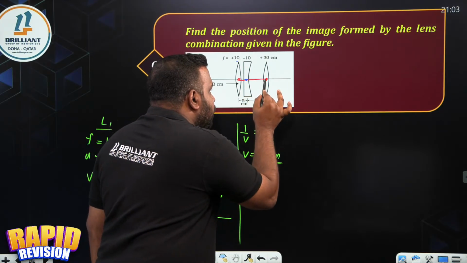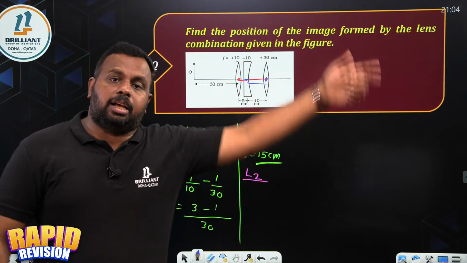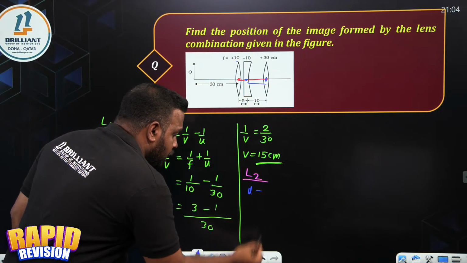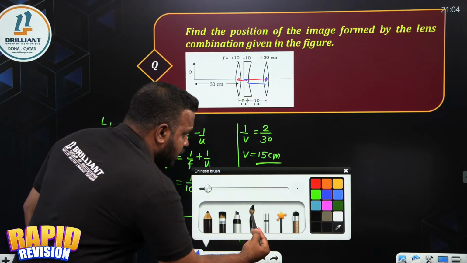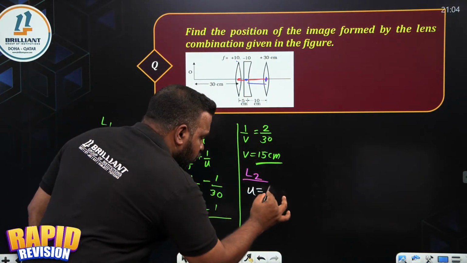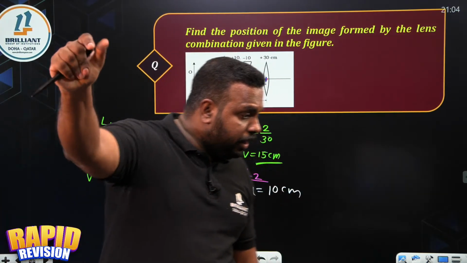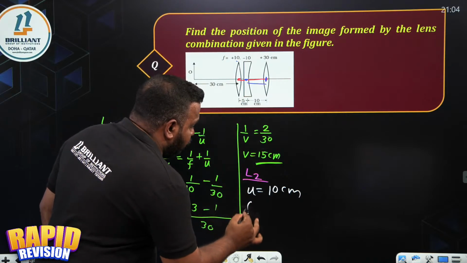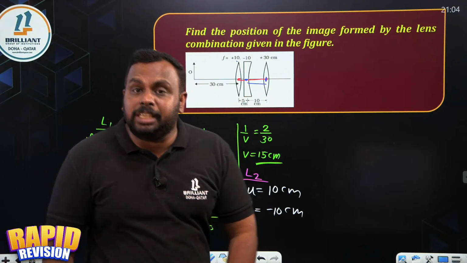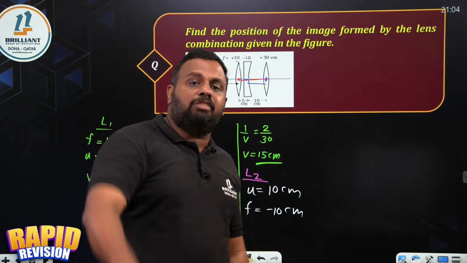You can see that the image is at a distance of 10 centimeter from the second lens, and it is on the right side. Right side means for the second lens, what will be the sign of object distance? The sign of object distance U will be positive 10 centimeter. Is it clear? Yes. And what is the focal length of the lens? Interestingly, the focal length of that lens is also 10 centimeter, which means the object is at focus. Object at focus means the image will be at infinity.